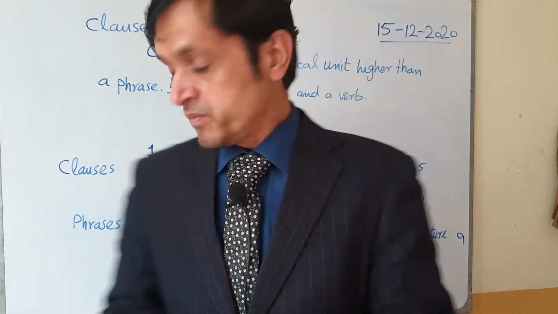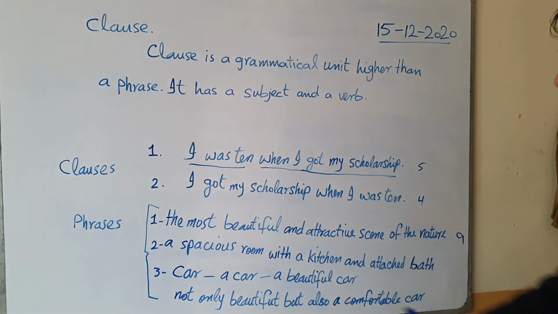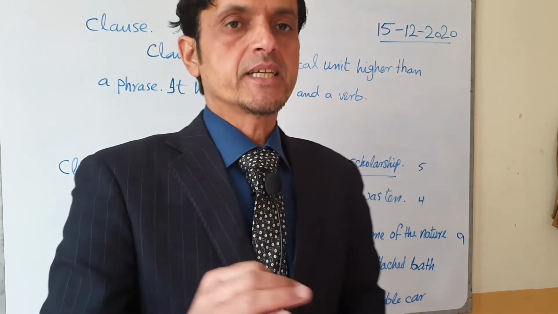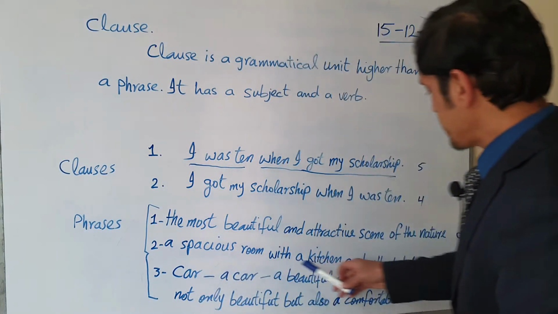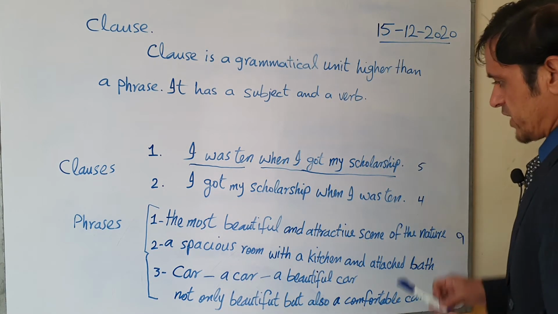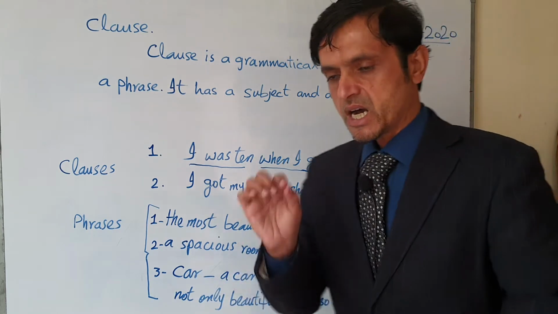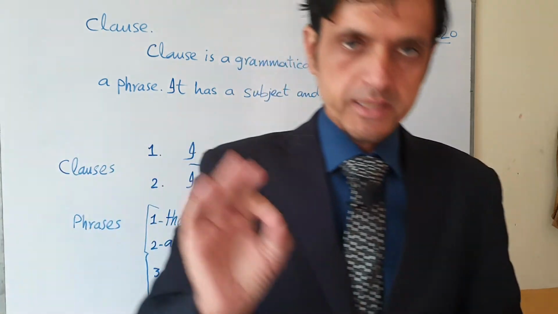And likewise, look at this example: a spacious room with a kitchen and attached bath. Now it also has a number of words, but still it is a phrase, not a clause, because it does not have a subject and a verb. Now look at this one: car, C-A-R, car. Car is a word, not a phrase.